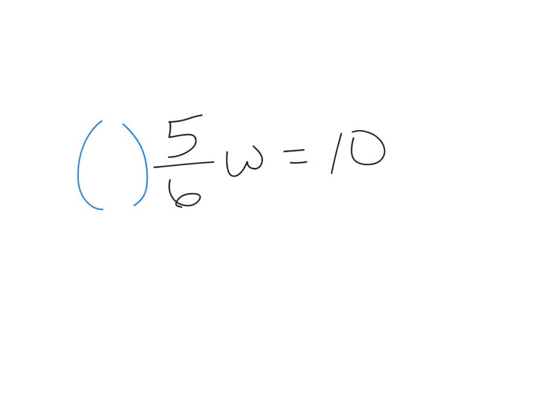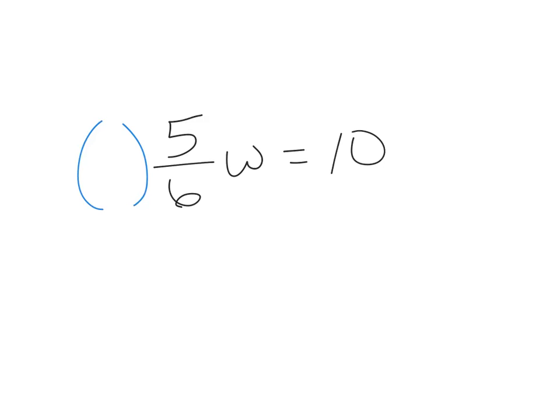Let's do 1 or 2 more reciprocals. I'm on the guided practice at the bottom. You may choose whether or not you're going to put this in your journal. I just want to practice it a couple more times with you. So we have 5 over 6 w equals 10. How do I solve for w? Reciprocal. Which would be what? 6 over 5.